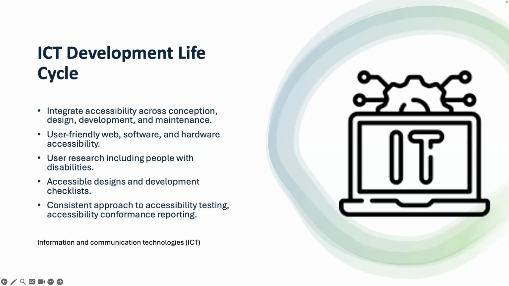ICT development lifecycle. This is information and communication technologies. Like I work mostly in web accessibility, and so this is sort of the domain mostly. And so we want to make sure that you're doing accessibility throughout the whole process, from planning to design to development, even your testing and maintenance. You need to have accessibility in place. So maybe you're using checklists to ensure that people are testing things correctly, that they know what to look for to make sure that what they've created is accessible.